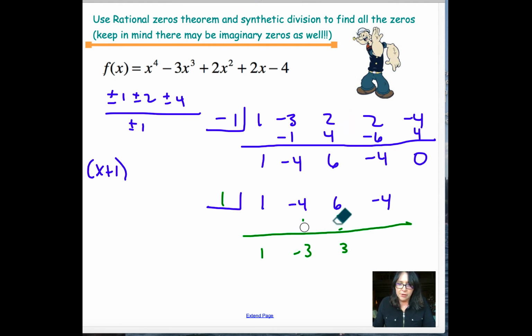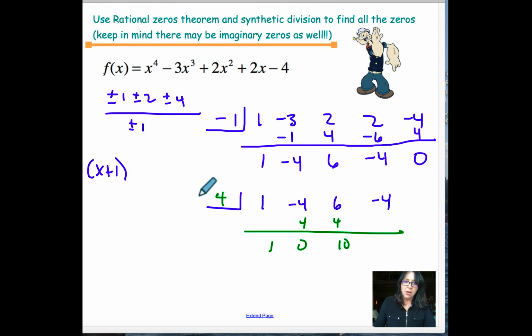So redoing this, I'm trying 4. Let's try 4. Trying 4 is going to give me 1, 4, 0. 0 times 4 is 4. This is 10. Okay, that didn't work. So now let's try negative 4. You are just trying these values until you get that 0 to find all the zeros.